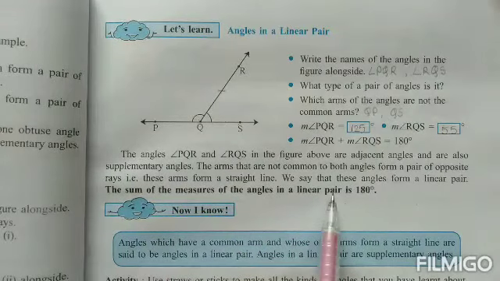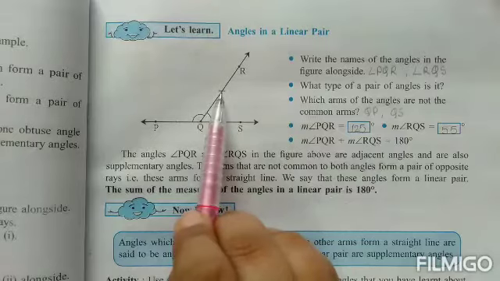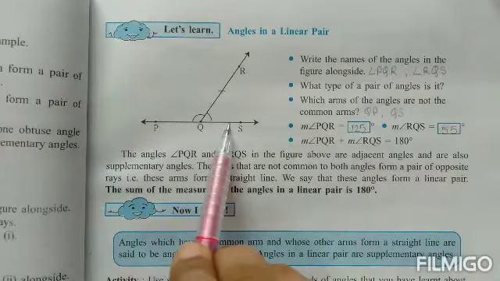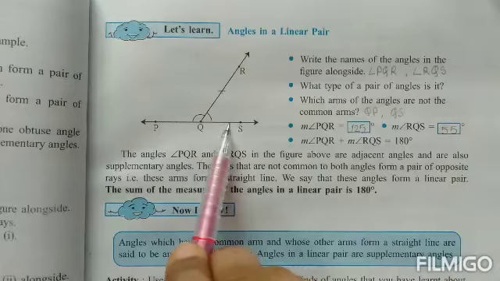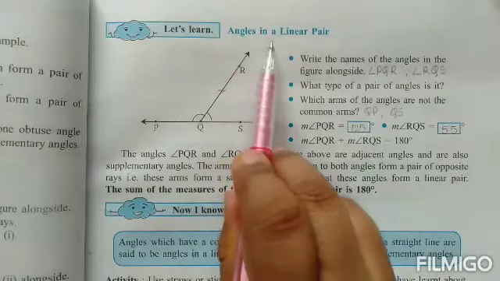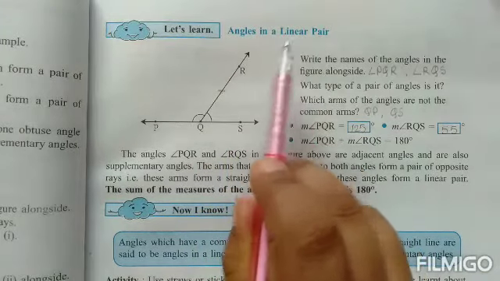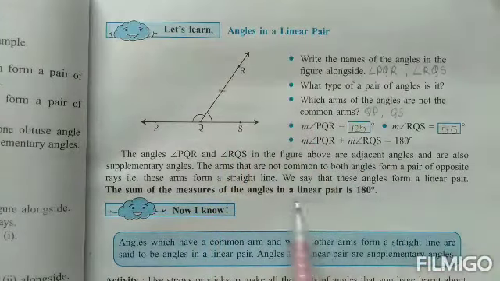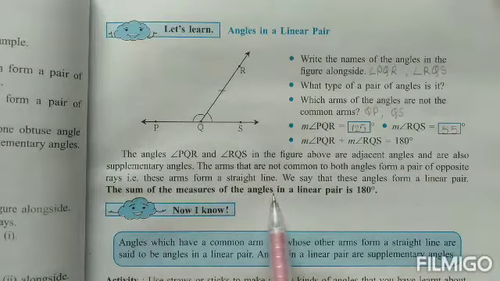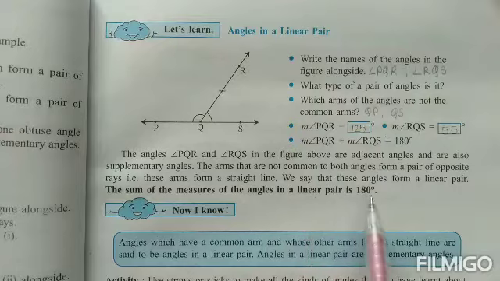What condition is there? One arm is common, and the other arms are opposite rays that form a straight line. When such conditions are satisfied, it is called angles in linear pair. Always, angles in a linear pair are supplementary angles. The sum of the measures of angles in a linear pair is 180 degrees.